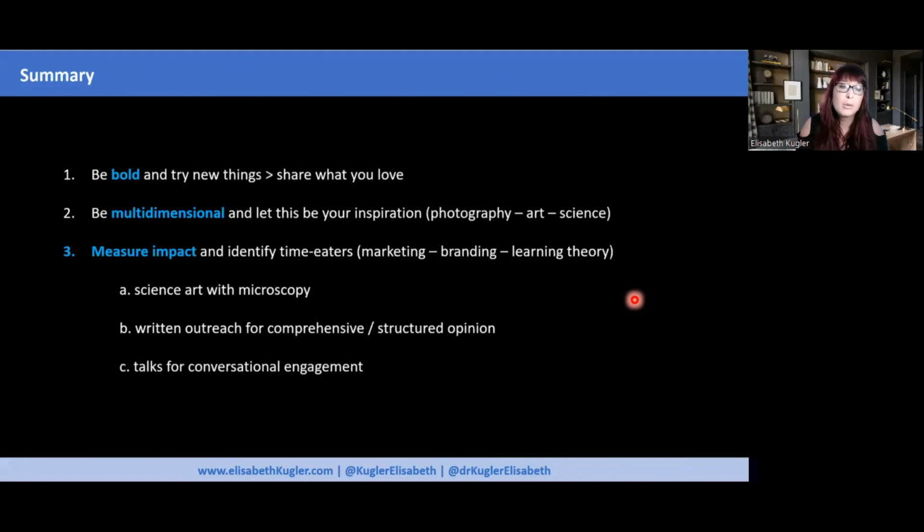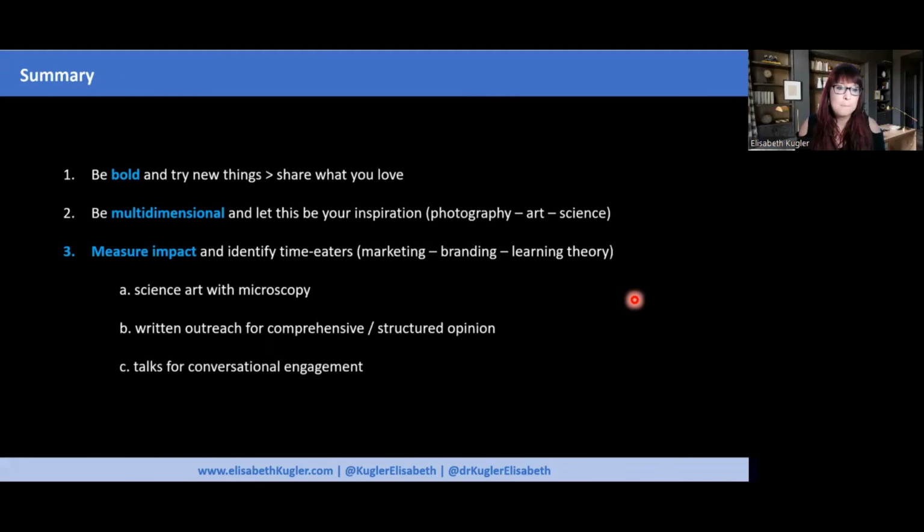I think it's also really important to be multidimensional and get your inspiration from more than just one thing. There are many of us who love to be in the lab 12 hours a day, 7 days a week, but for me, that's just not the right thing. For me, I need the influence from art, science, and photography to let this inspire all areas of my life.